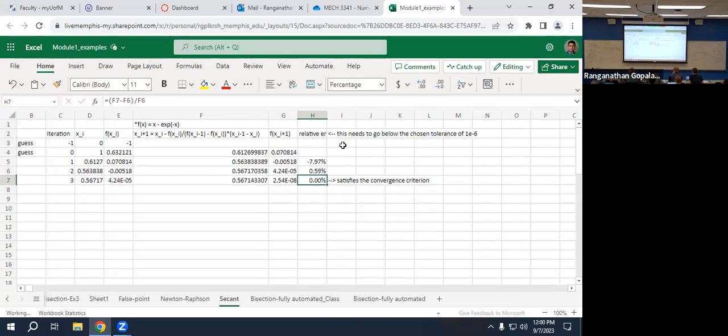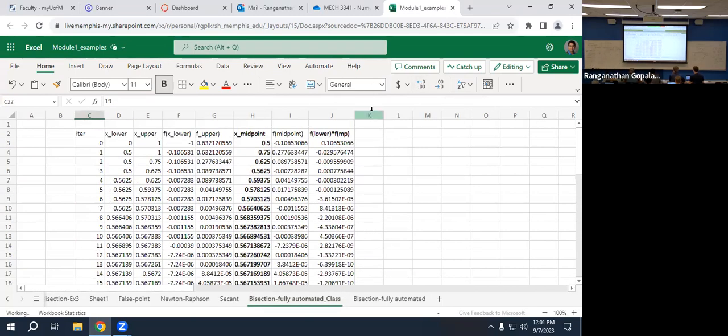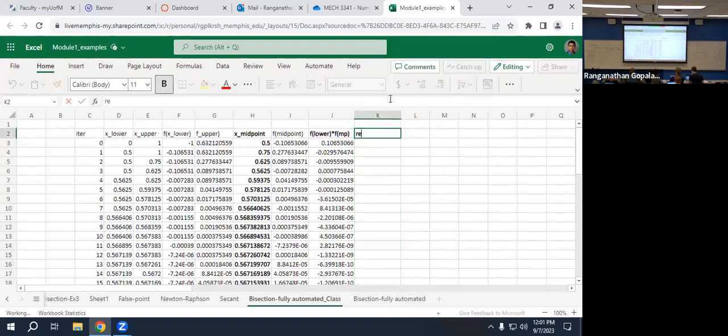The difference between the two within 2 decimal points is like 0. But if you add more decimal points, that is about 0.0048%. Okay, now you can stop. That means you have reached your 3 or 4 significant figures. Within that, you have your value converged. You can look at the same for the other methods as well and add a column saying relative error.